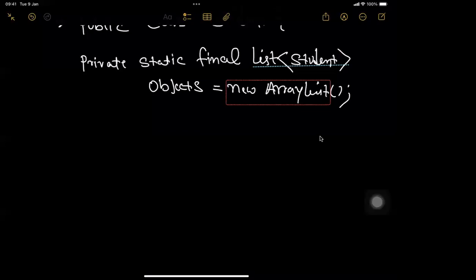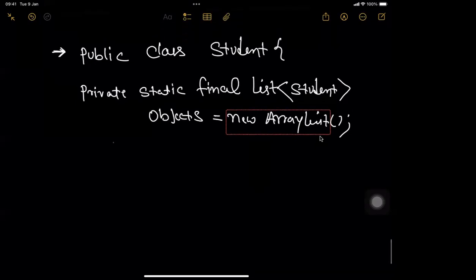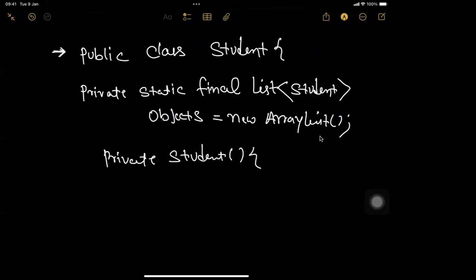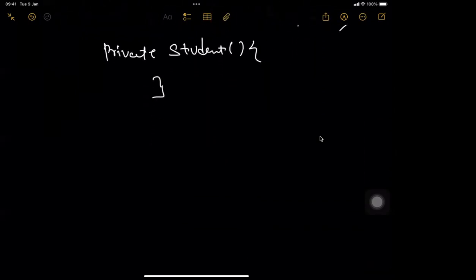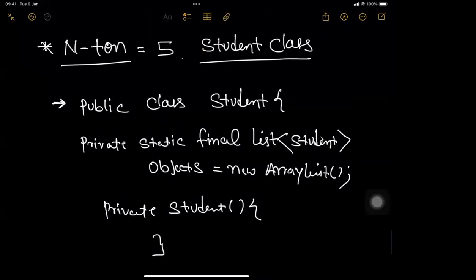Now the first thing: our constructor should be private. So let's make our constructor private. Why are we making the constructor private? Outside of the class, no one can access that constructor, and if no one can access it, no one can create an object. Now what do I have to do? When my class loads, I have to create these 5 objects.